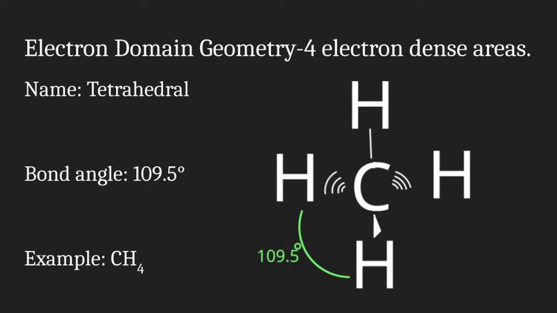Moving on to four electron-dense areas, the molecules are no longer flat, and we have to visualize them in 3D to think about their shape. So the triangle seen in the middle below the carbon shows that the hydrogen is coming out of the page, and the curved lines on either side of it show that those hydrogens are going into the page. So when we have four electron-dense areas, the electron domain geometry is tetrahedral, and the bond angle is 109.5 degrees, as shown between the hydrogens in CH4.